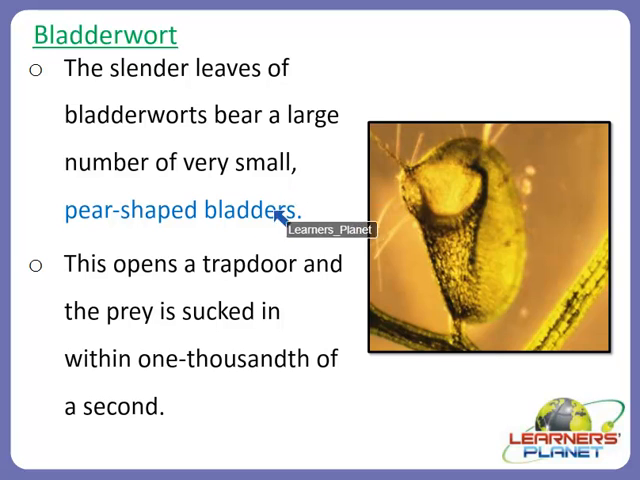The slender leaves of bladderworts bear a large number of very small pear-shaped bladders. Can you see here in this image? It looks like a pear-shaped insectivorous plant known as bladderwort. So it has bladders which are pear-shaped, and that is why they are termed as bladderworts.